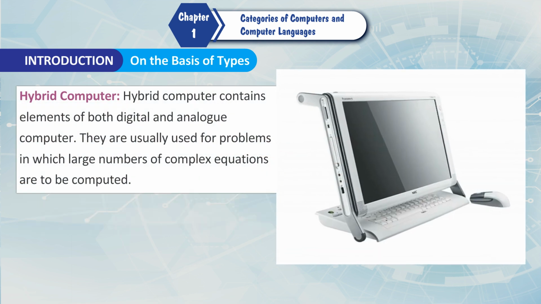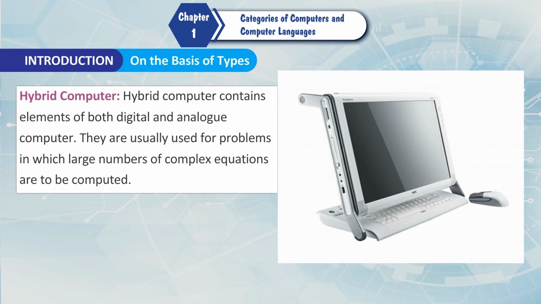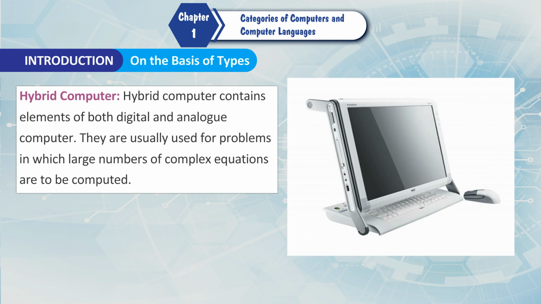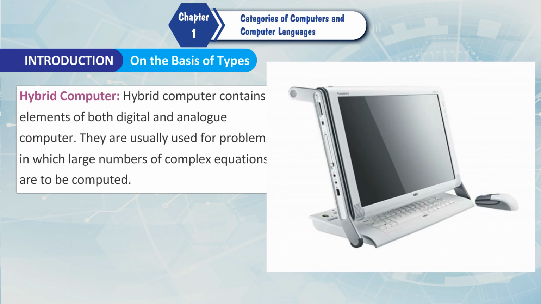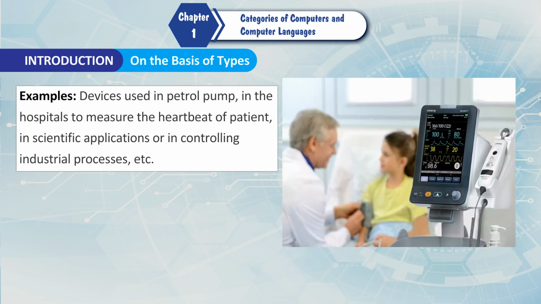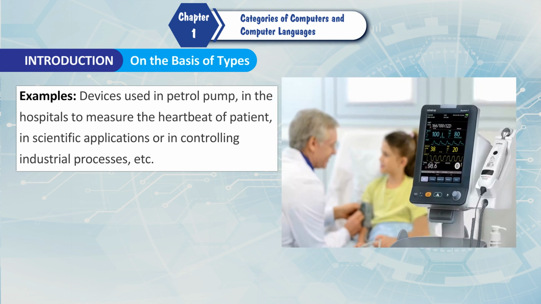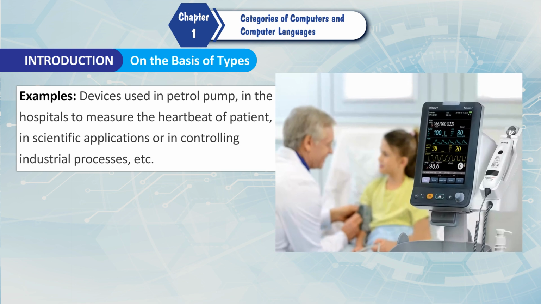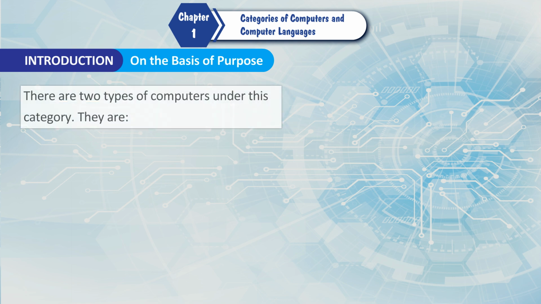Hybrid computer. A hybrid computer contains elements of both digital and analog computers. They are usually used for problems in which a large number of complex equations are to be computed. Examples: devices used in petrol pumps, in hospitals to measure the heartbeat of a patient, in scientific applications or in controlling industrial processes, etc.